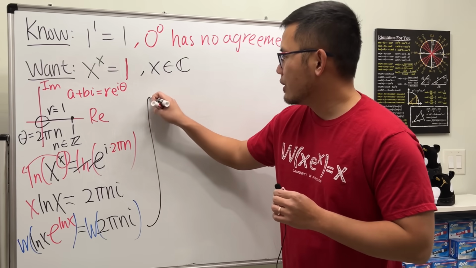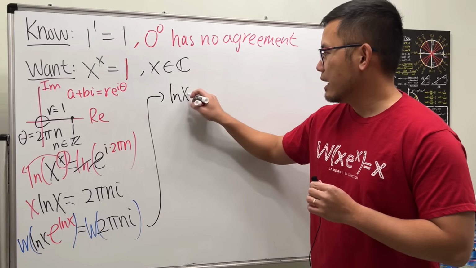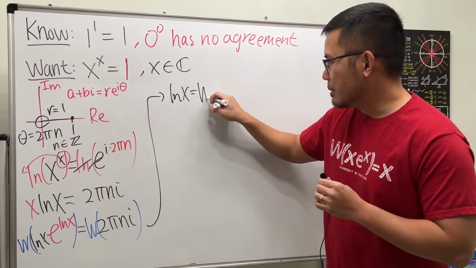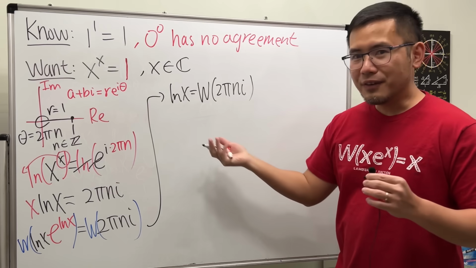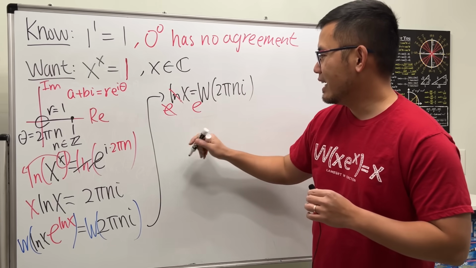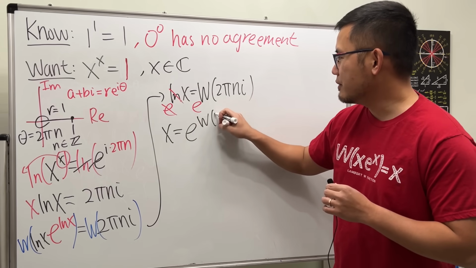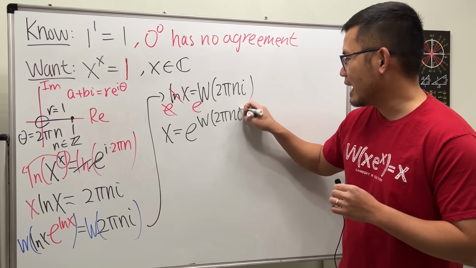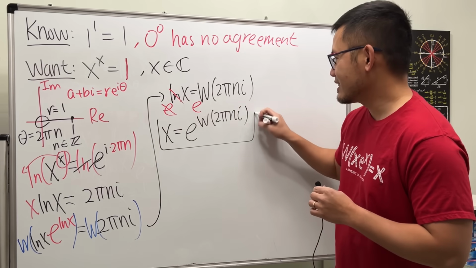From here, we will end up with just ln x on the left hand side, and that's equal to the Lambert W function of 2 pi n i. And then finally, to get x by itself, all we have to do is just exponentiate both sides, and then we get x is equal to e to the Lambert W function of 2 pi n i, like this. Yep, we're done, just like that.